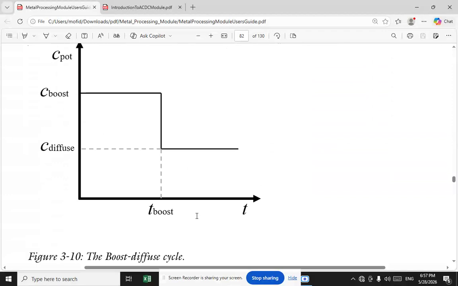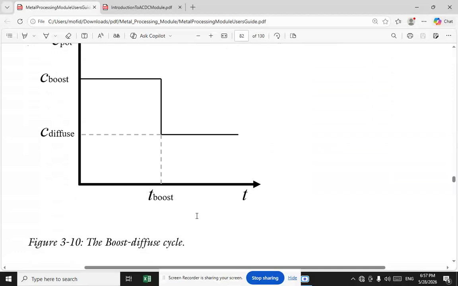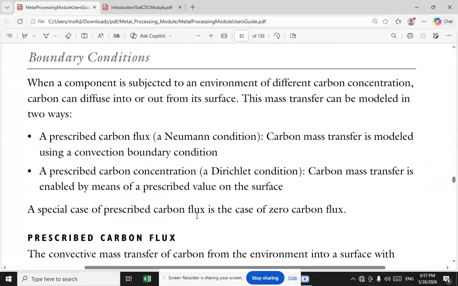Now I want to go to figure 3-10, which represents the boost diffuse cycles. Boundary conditions section: when a component is subjected to an environment of different carbon concentration, carbon can diffuse into or out from its surface. This mass transfer can be modeled in two ways.